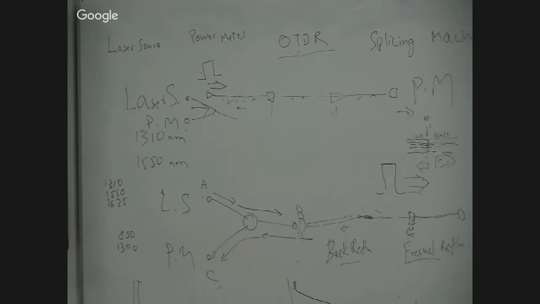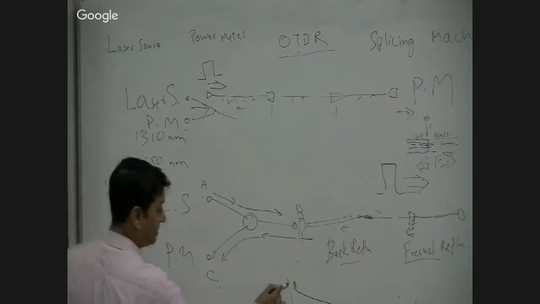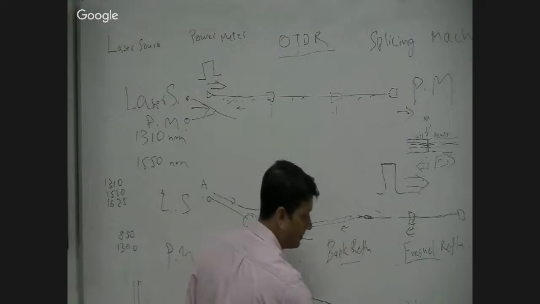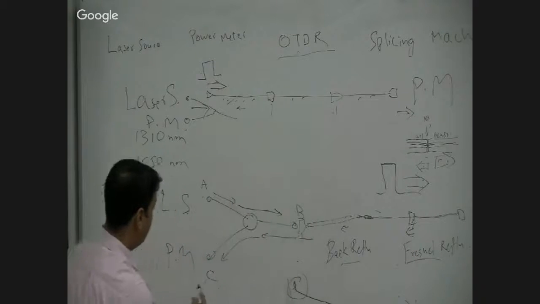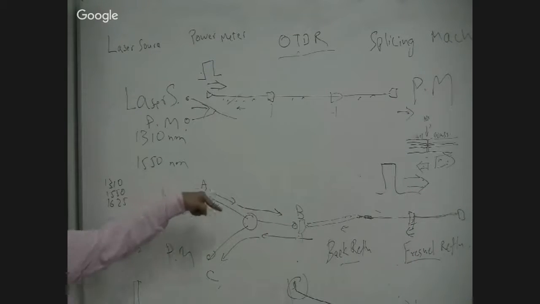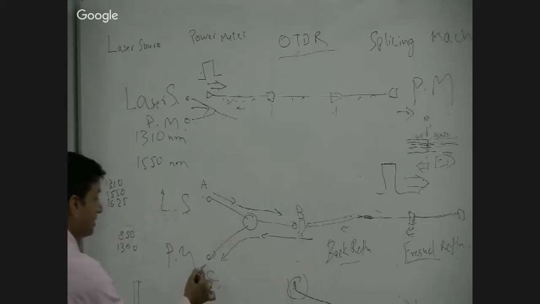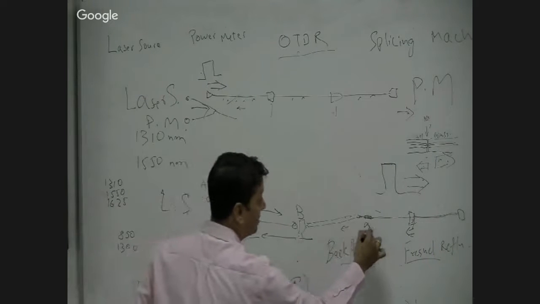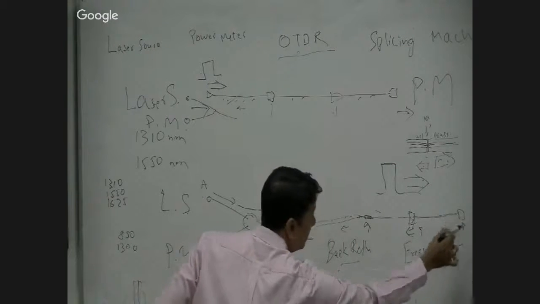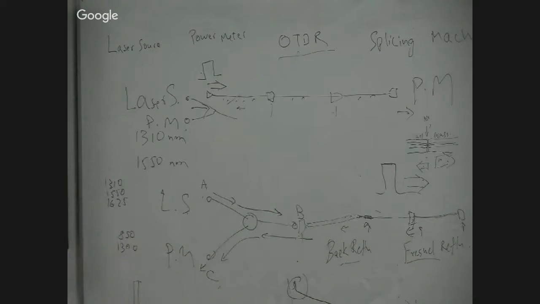Any questions about OTDRs? These are called events. What the OTDR does is it sends a light signal. It measures the time at which these reflections come back to it. It knows the speed of light and it can calculate at what time the reflected pulses arrived.